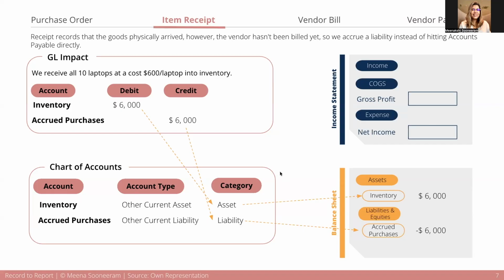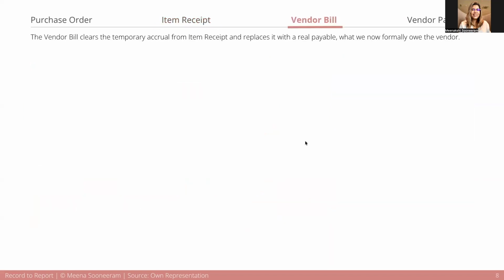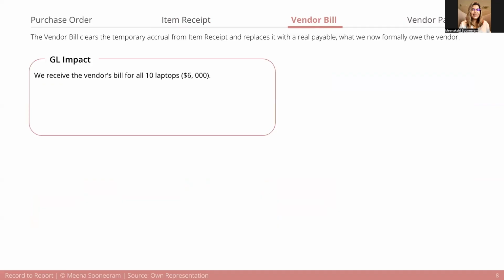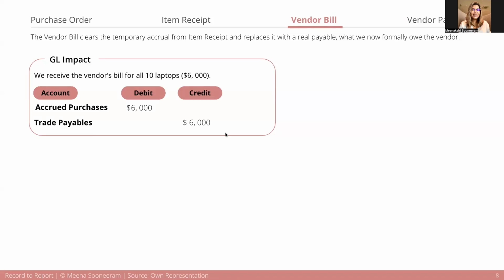So let's move on to the vendor bill. Let's say the vendor sends us the bill for the whole $6,000. When we enter the vendor bill on NetSuite, NetSuite will create the following GL entries. First it will debit our accrued purchases, and next it will credit our trade payable account. Notice something important here. Inventory doesn't change. We have already recorded inventory when we received the laptops. Now we are simply moving the liability from accrued purchases to accounts payable.